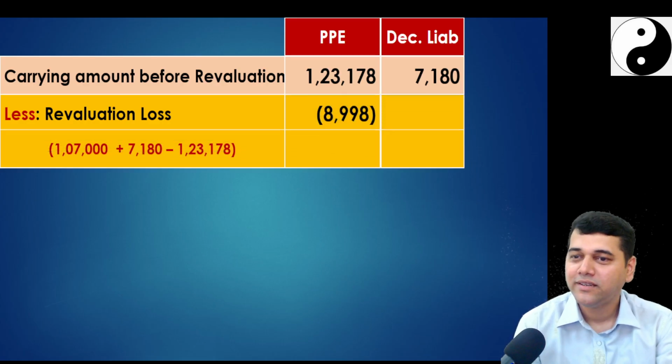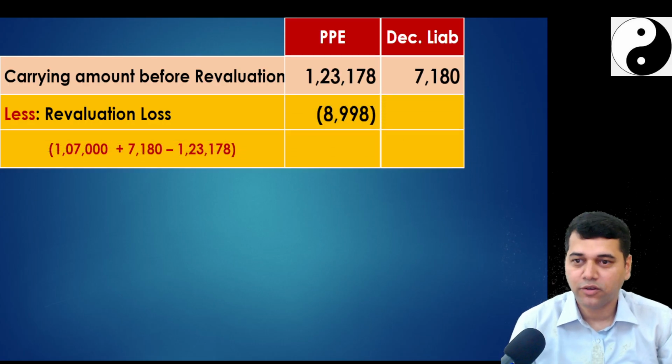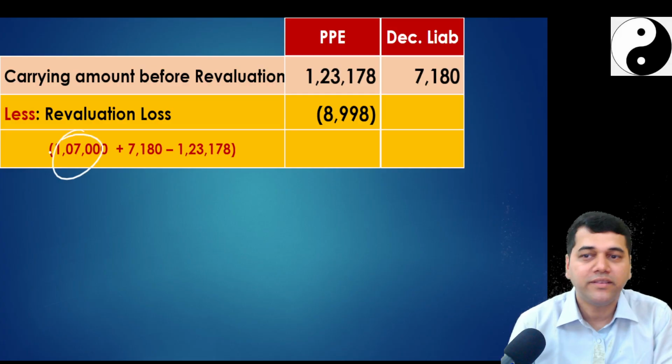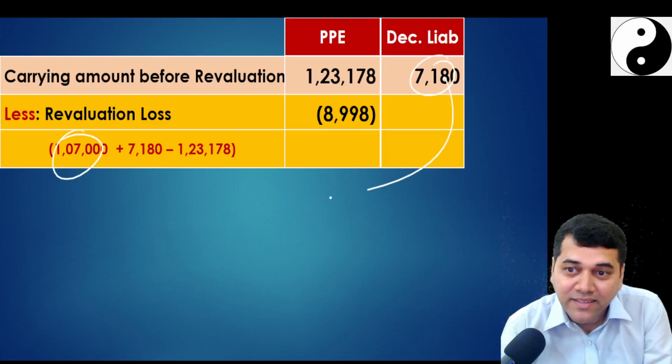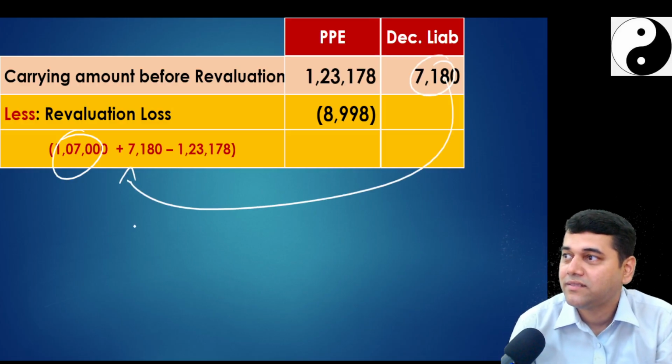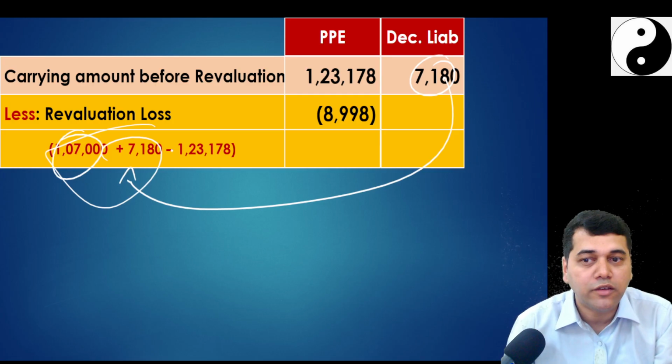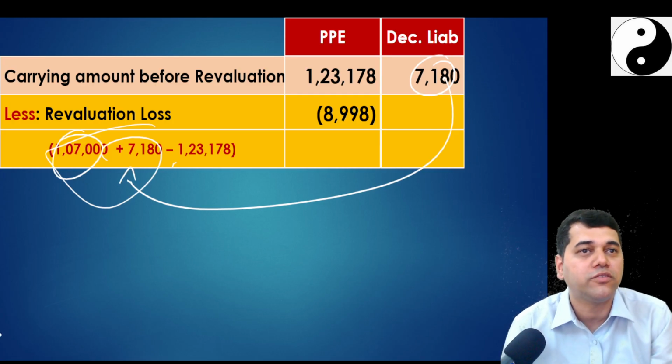How much? 8,999. How did you get? For this balance, okay, this is the revaluation amount, but this is a net basis. For this net, they didn't tell you this time. Take this balance, add it. You got the total value. Minus 1,23,000. Yeah, you got a loss.